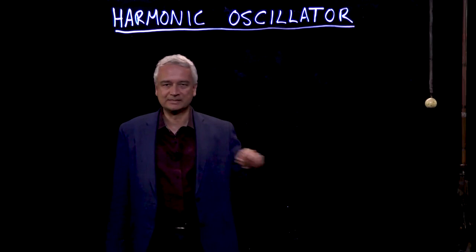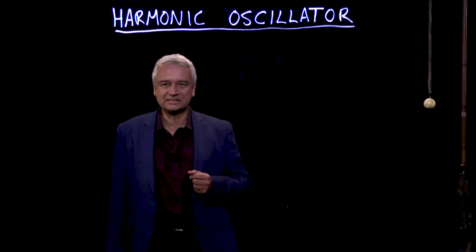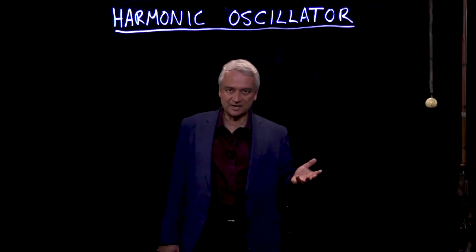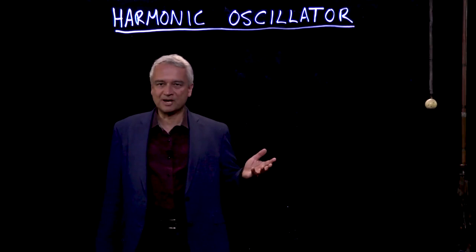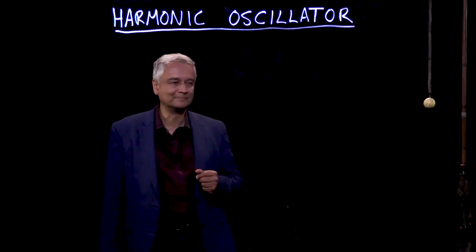Now, we're going to take an interlude in this video. Before we get to LC circuits, I'm going to go back to 801 and review the 801 physics of a harmonic oscillator. Why am I doing this? Well, what we will see in the next video is that when you take an LC circuit and turn it into a differential equation, it will be exactly the same differential equation as the one for a harmonic oscillator. So to prepare you for that, I want to refresh your memories about an oscillator from 801. So this video will be entirely 801 physics.